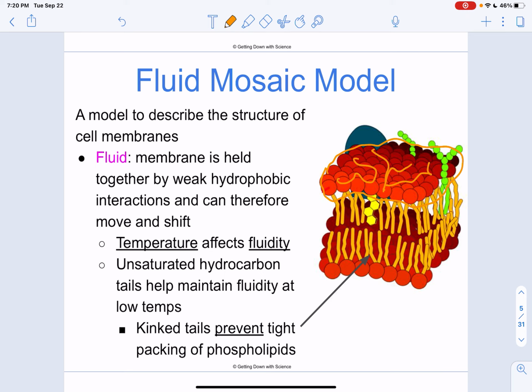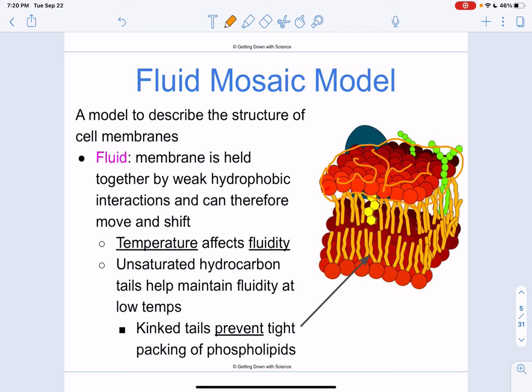What determines their fluidity is temperature. When it gets too hot, it starts to denature and break apart. And when it gets too cold, it starts to slow down and become more solid. We do not want a solid phospholipid bilayer. We do not want a solid cell membrane. It's meant to be fluid.